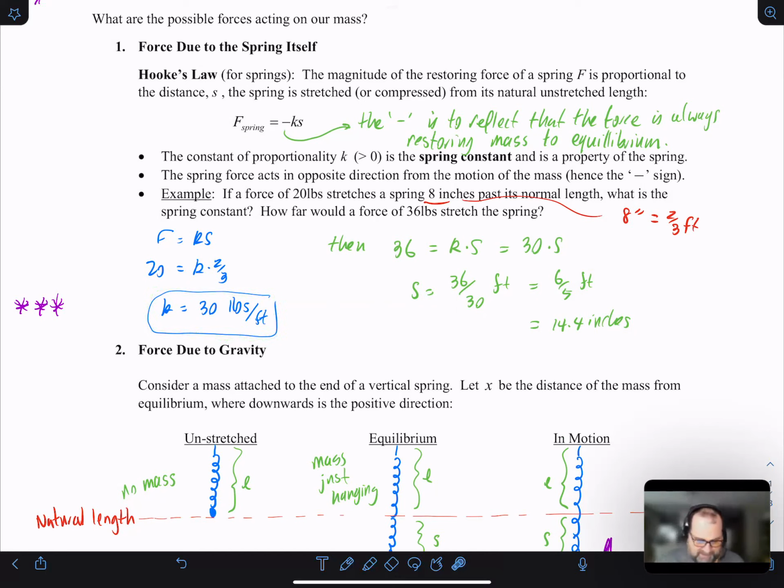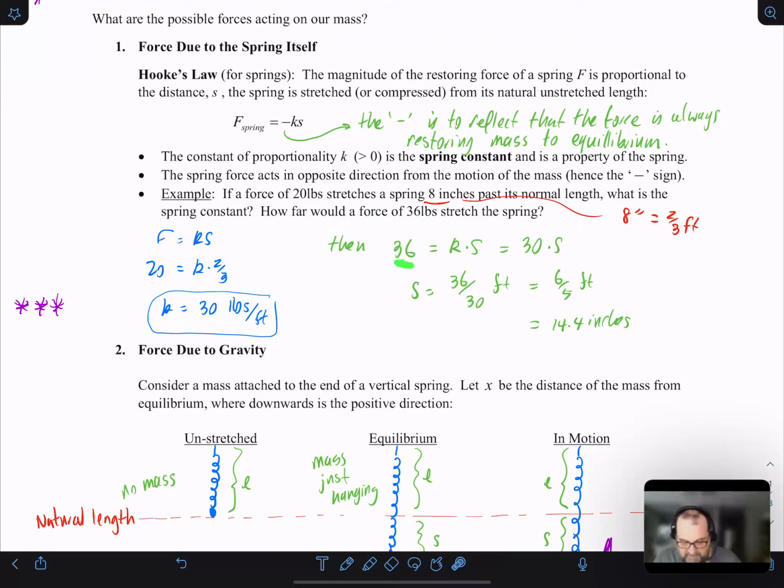All right, other examples you will see in the notes. Let's just finish this one off first. The follow-up question here: how far would a force of 36 pounds stretch the spring? Well, now we have the spring constant. We can solve that fairly easily.